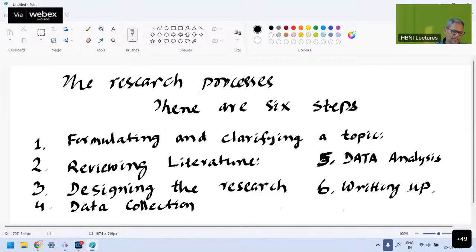Once you have done this, there are certain things you must keep in mind very carefully. While you are doing research, you must consider certain factors like the impact of research bias.